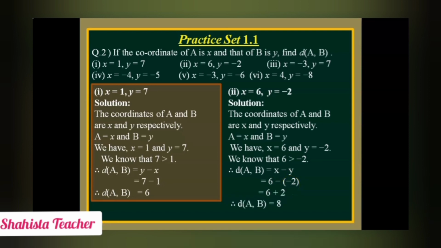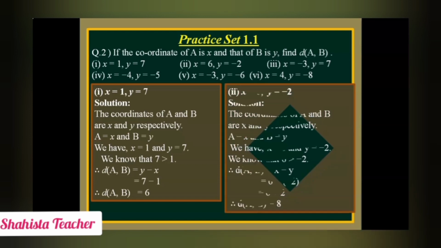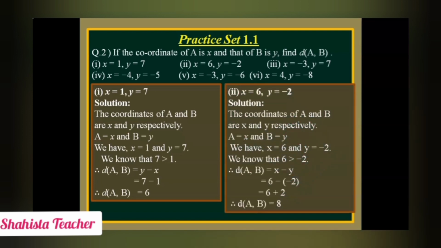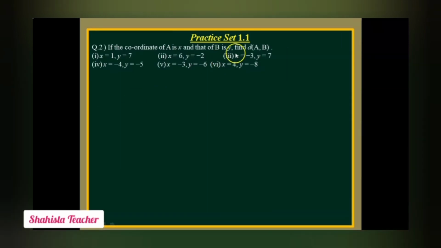So that means the distance of A comma B, or you can say the distance of A to B, is 8. So in sub question 2, after finding this, we get the distance of A comma B is equal to 8. So students, in this way we finish sub question 1 and sub question 2. Now let's solve sub question 3.